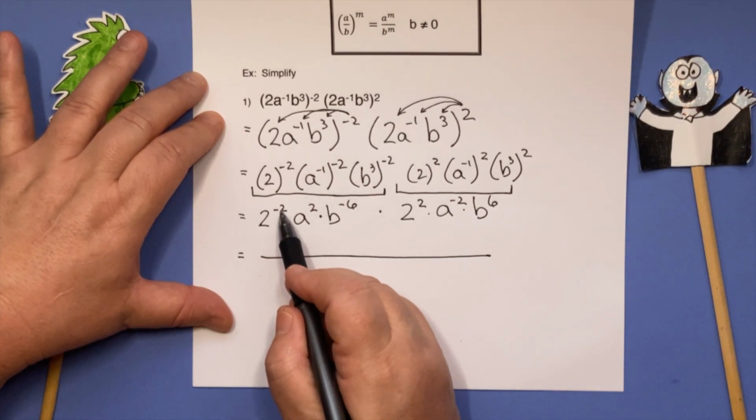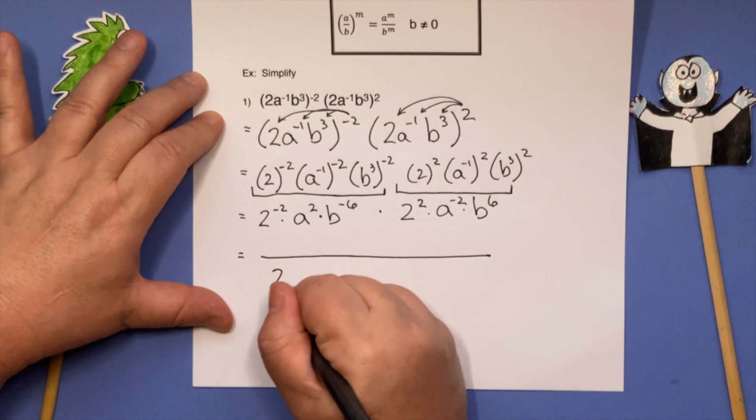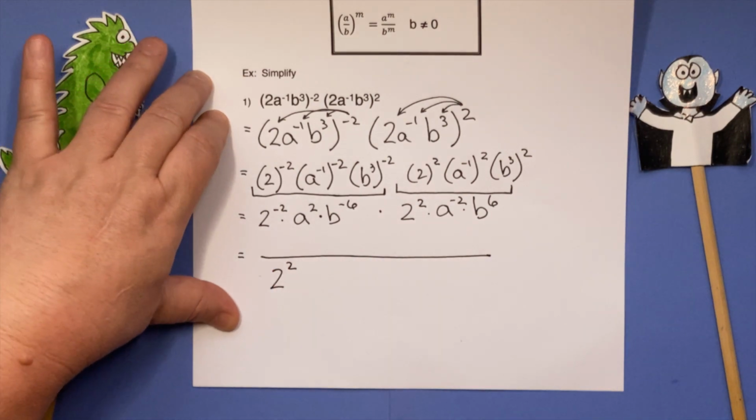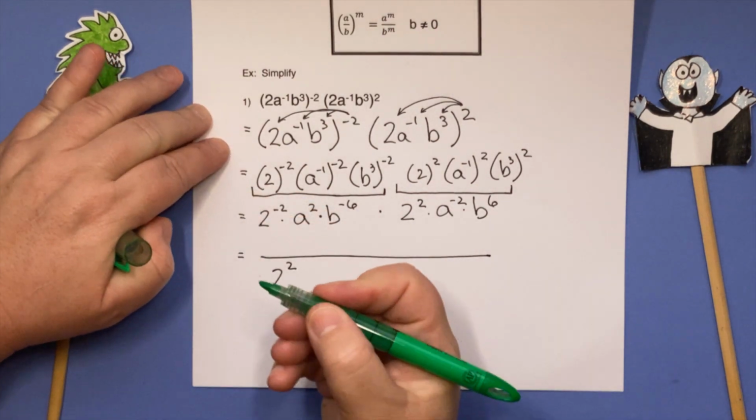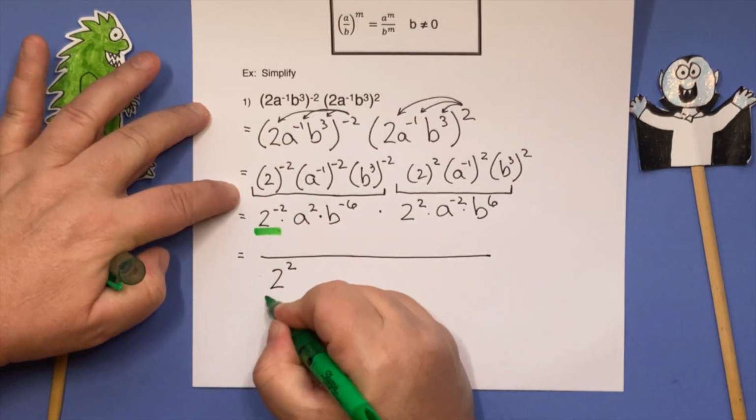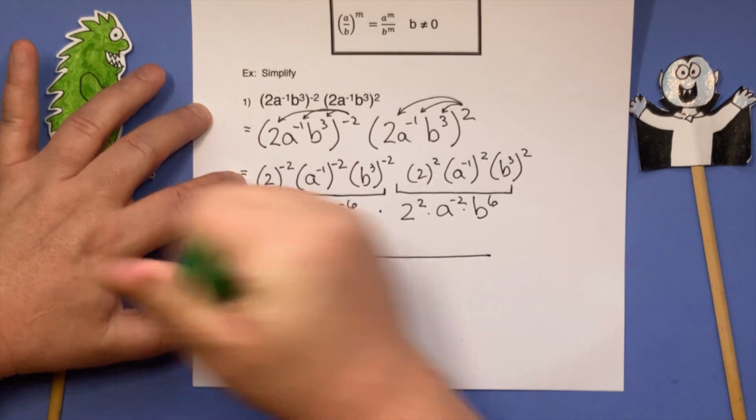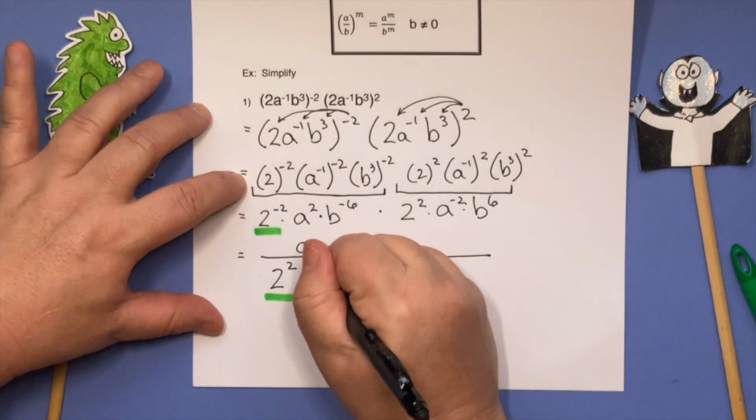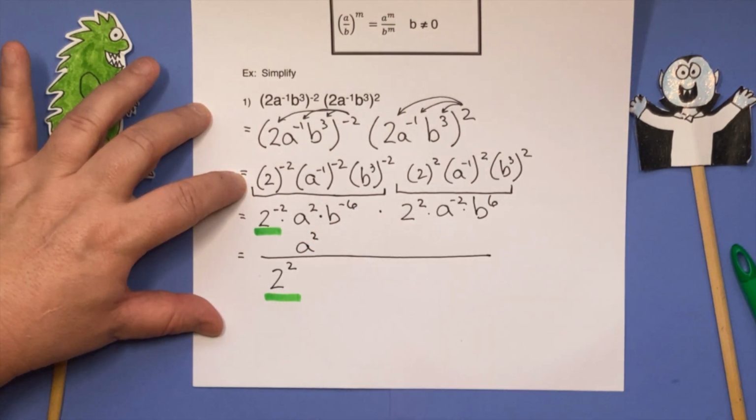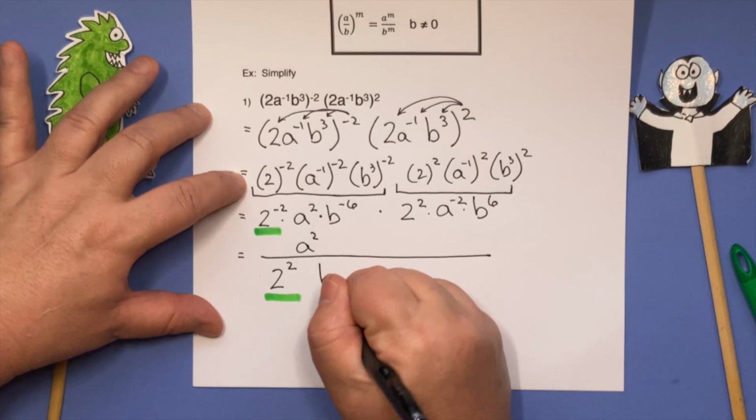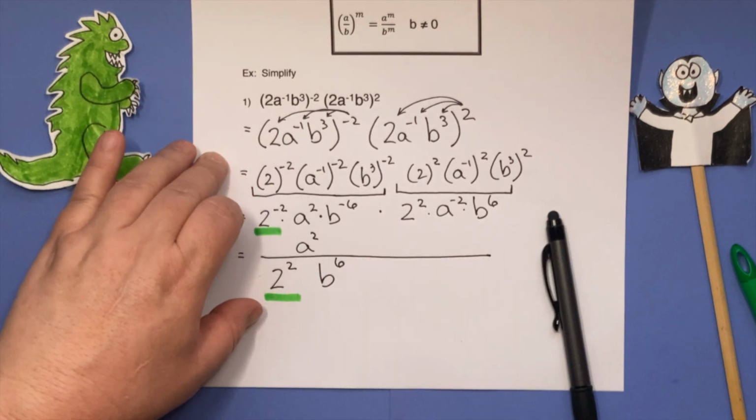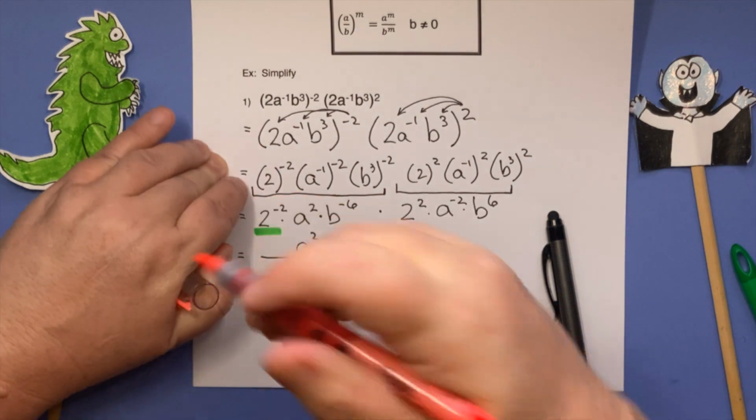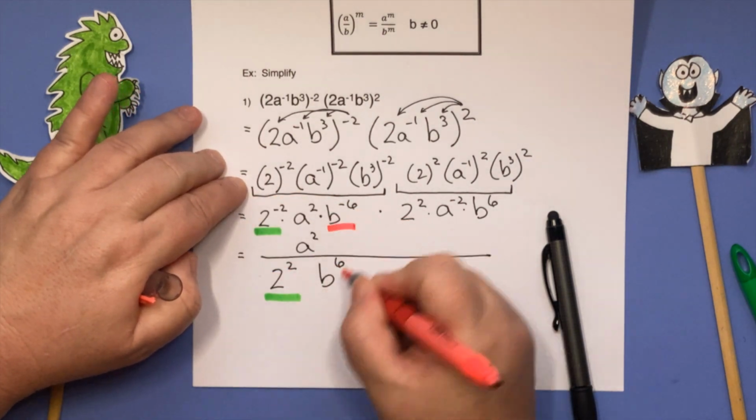2 to the -2, not happy. So it's going down in the denominator. Once I move it into the denominator, it's happy. So every time you move something, the exponent will change. There's that one. Okay, A squared, happy. B to the -6, not happy. Let's put him down in the denominator. And again, once I move him, I change the sign. So this is right there.